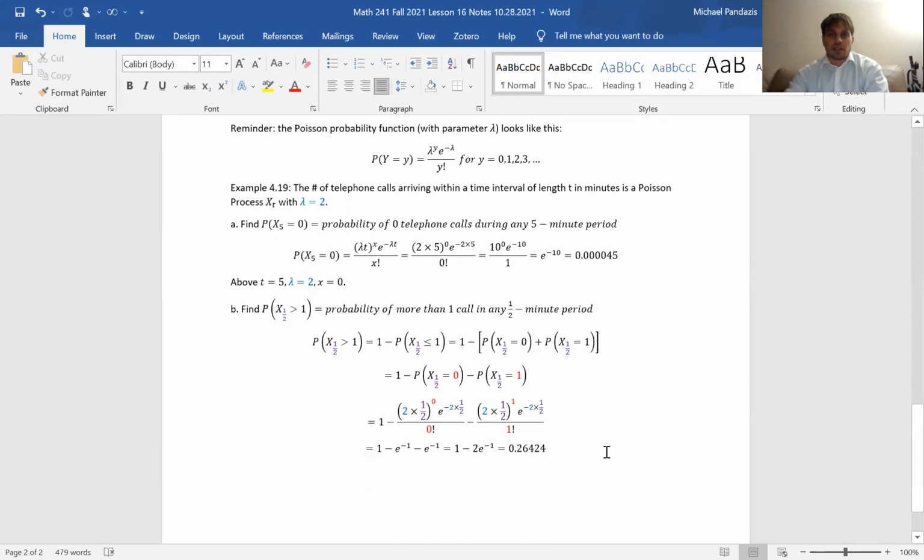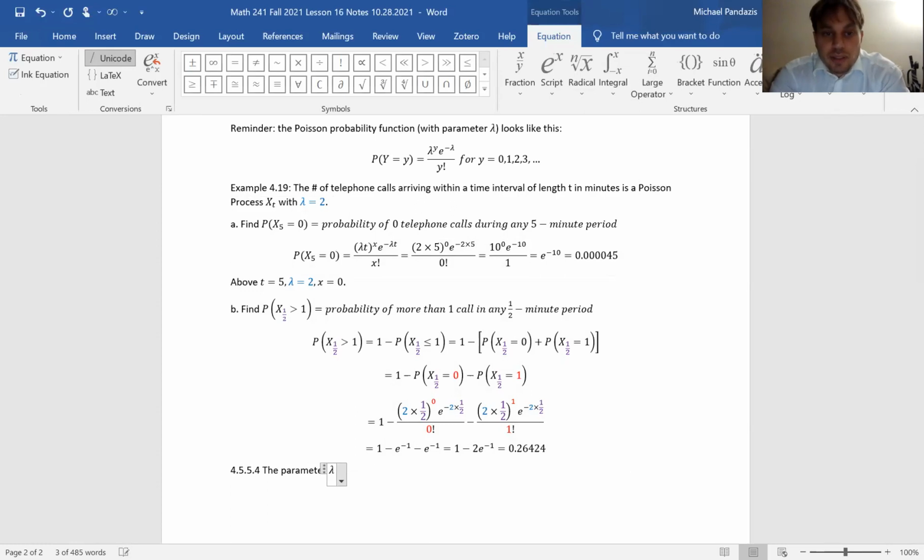Okay, so this is an example of when you recognize a situation as being a Poisson process, and then given the parameter, you calculate probabilities using the Poisson probability function. So the next one is 4.5.5.4, which is the parameter lambda.